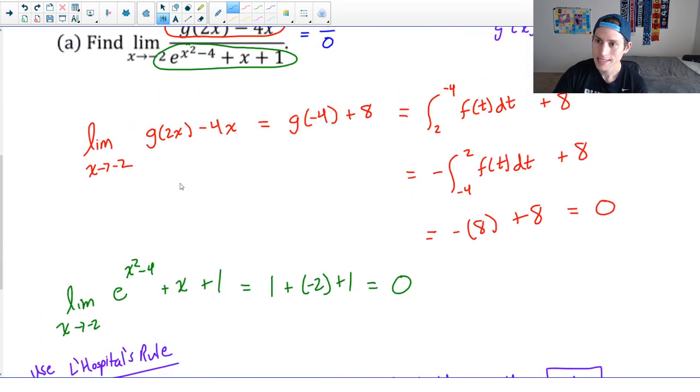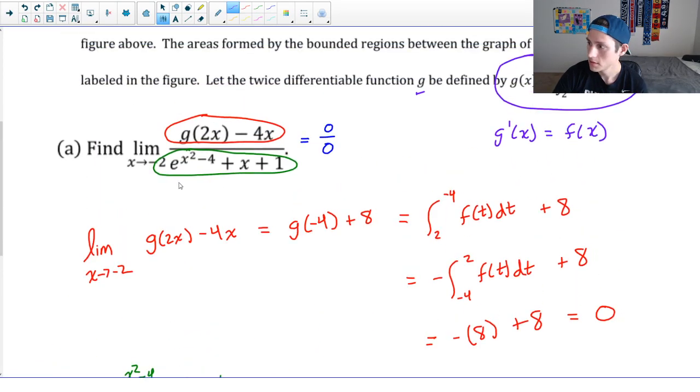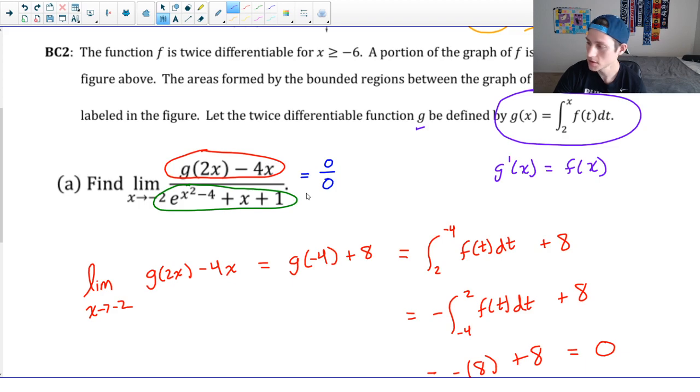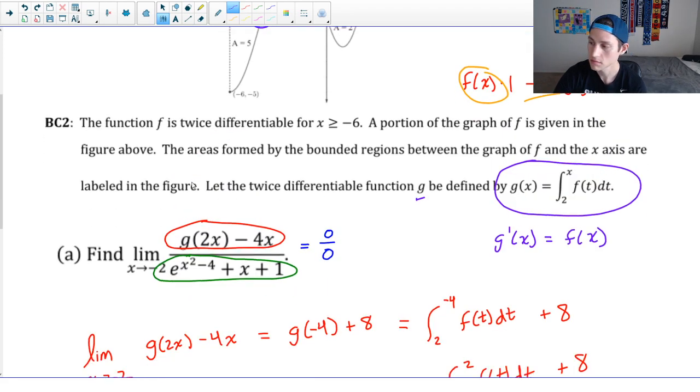Okay, so this is an idea that we're very familiar with: getting 0 over 0 for a limit and then using L'Hopital's rule. The only difference now is this one has some more complicated functions, but it's okay.